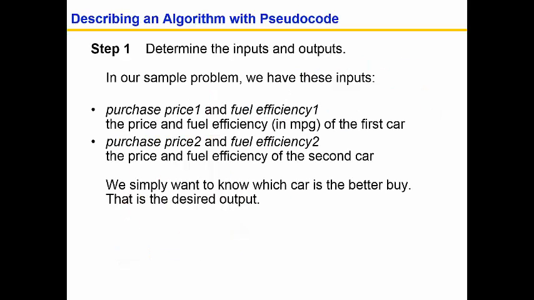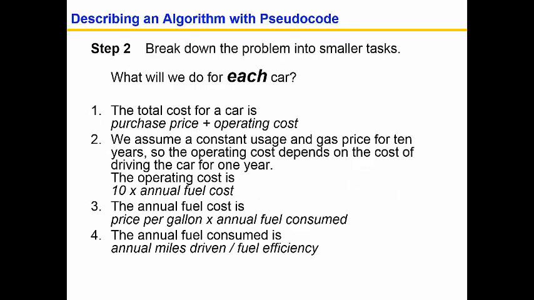What's the algorithm? Well, what are my inputs and my outputs? Purchase price, fuel efficiency for both. Okay, we need an output. What is the output? Which car is the better buy? That's the desired output. So we break it into smaller tasks. What will we do for each car? So total cost, so purchase price, operating costs. 10 years, we make it annual, so price per gallon times the amount of fuel consumed per year. Annual miles driven divided by the fuel efficiency.